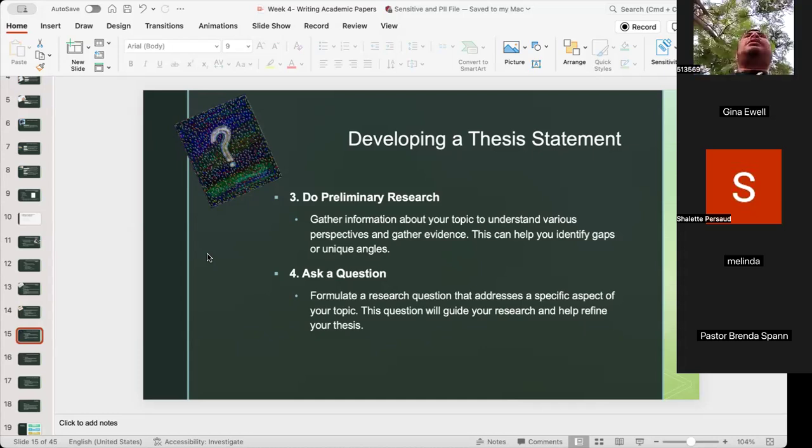And so you're going to ask yourself, why did Moses do those things, this, and this? And what did those four things do to help others, or to guide others, or to lead others? So that question that you're asking yourself is going to help you with your research, and it's going to help you to create a more refined thesis statement.